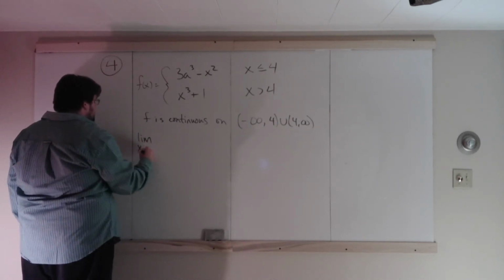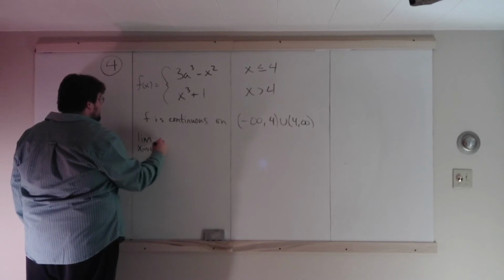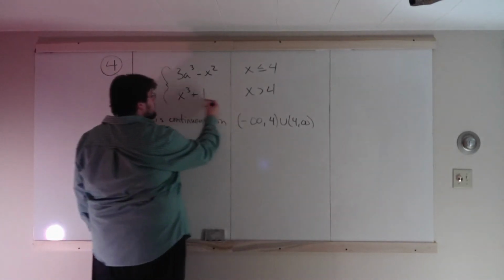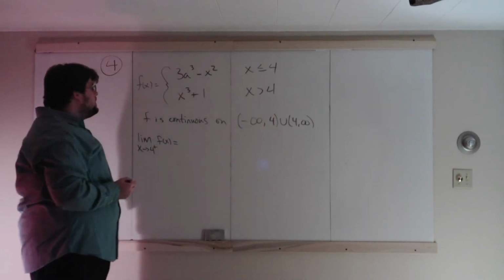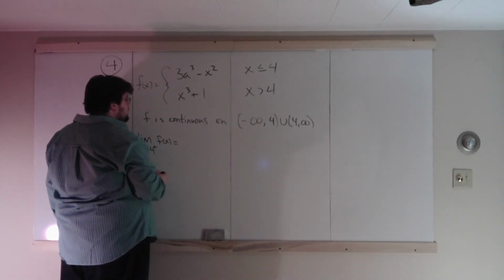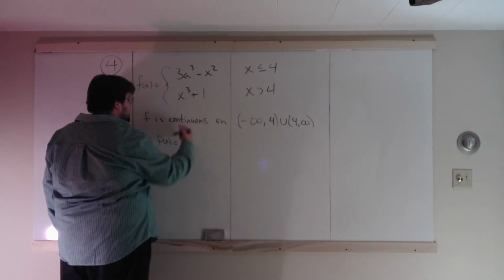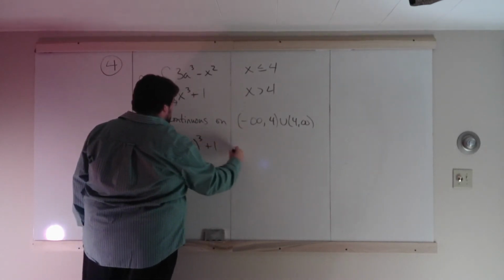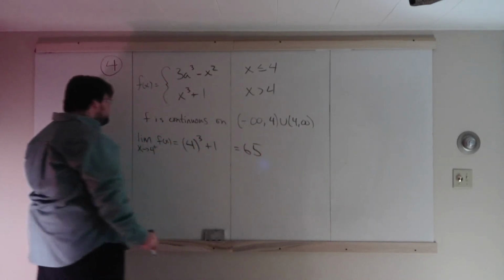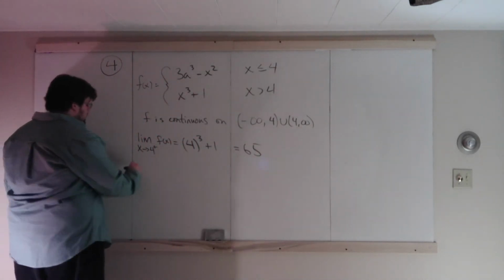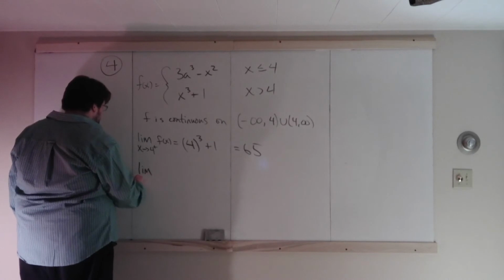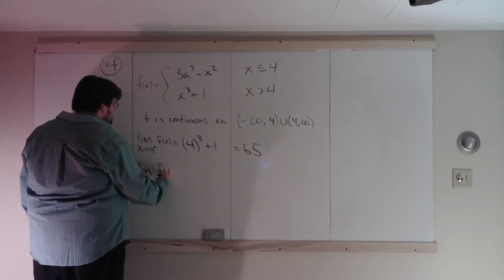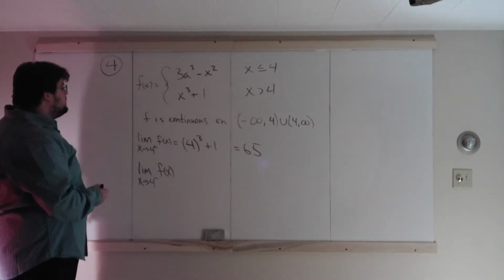So limit as x approaches 4 from the right of this function. Well, on the right of 4, it's defined as x cubed plus 1. So we have 4 cubed plus 1, 64 plus 1, 65. And what we want to do for this to be continuous is have that be the same as the limit on the left.